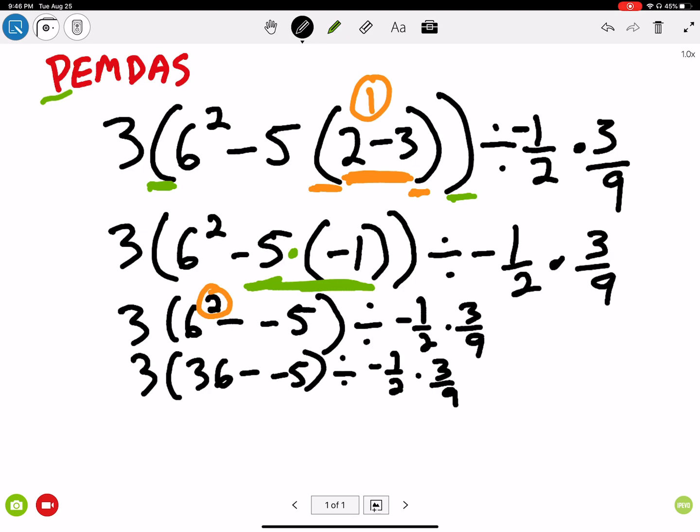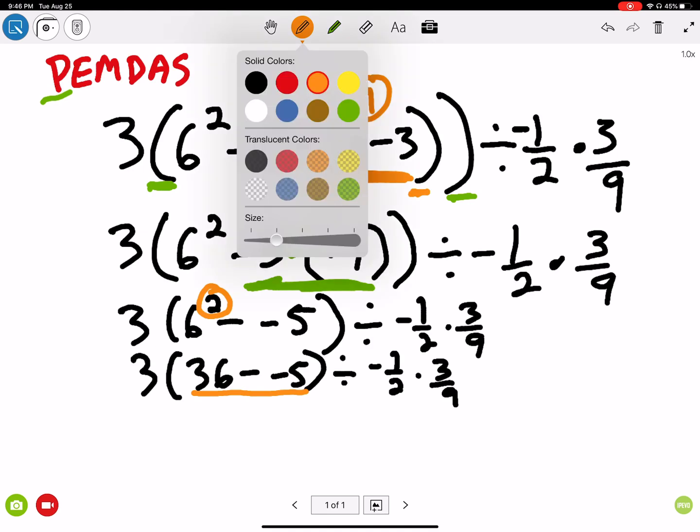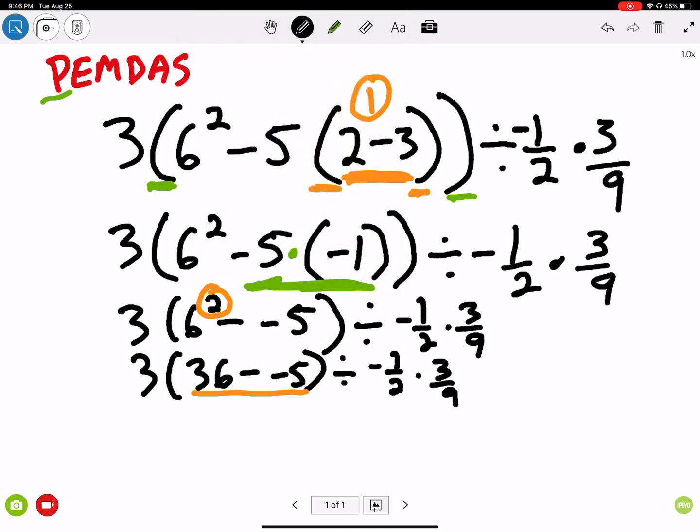Now I've got one more step inside of parentheses, which is 36 minus negative 5. And since I'm subtracting a negative is the same thing as adding a positive. Good. So I've got 3 times 36 minus negative 5 gives me 41, divided by negative 1/2 times 3/9.